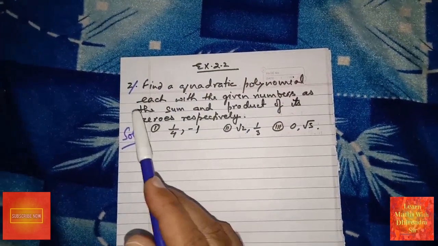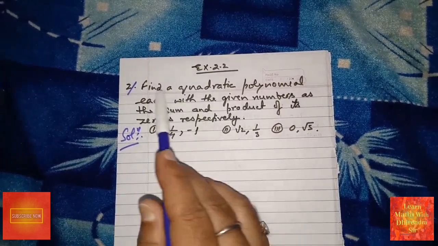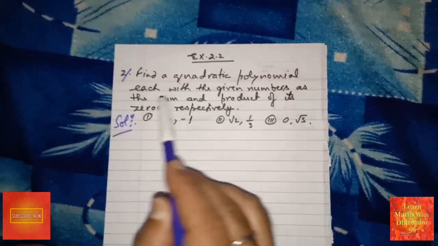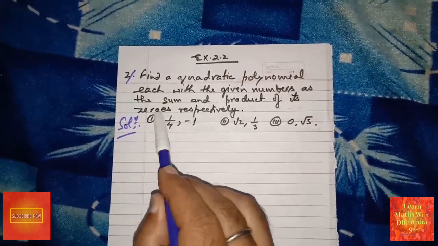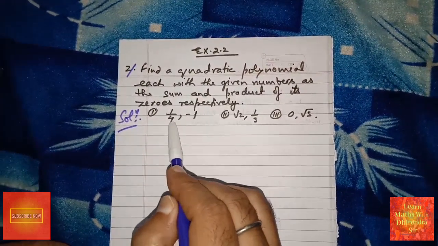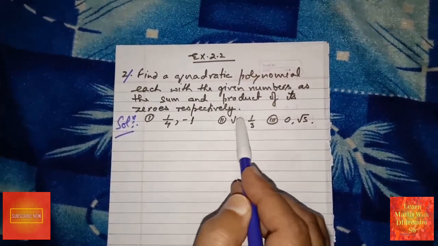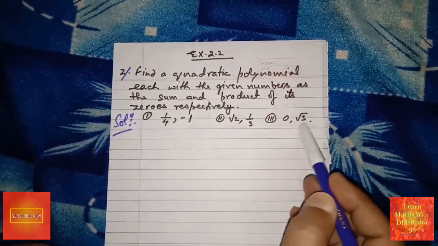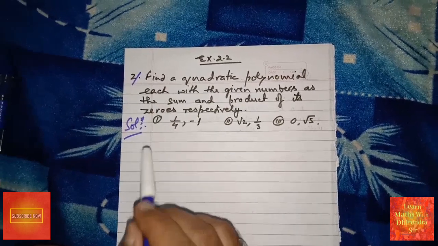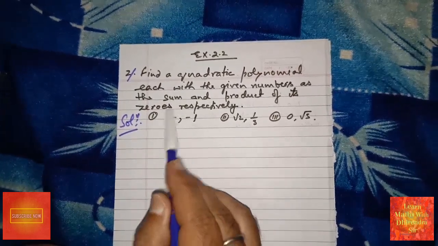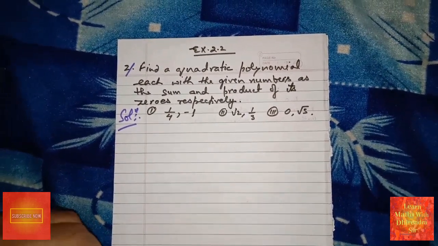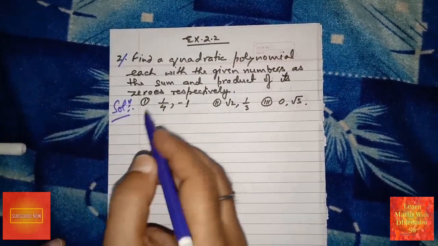फर्दर वी आर गोइंग टू द क्वेश्चन नंबर 2, दैट इज फाइंड ए क्वाड्रेटिक पॉलिनोमियल each with the given numbers as the sum and product of its zeros respectively. It means first question 1/2 and -1, second part √2, 1/3, third 0 and √5. We are taking the three parts of this question. Okay, here is given 1/4 is the sum of the zeros and -1 that is the product of zeros. Come to the solution of this.